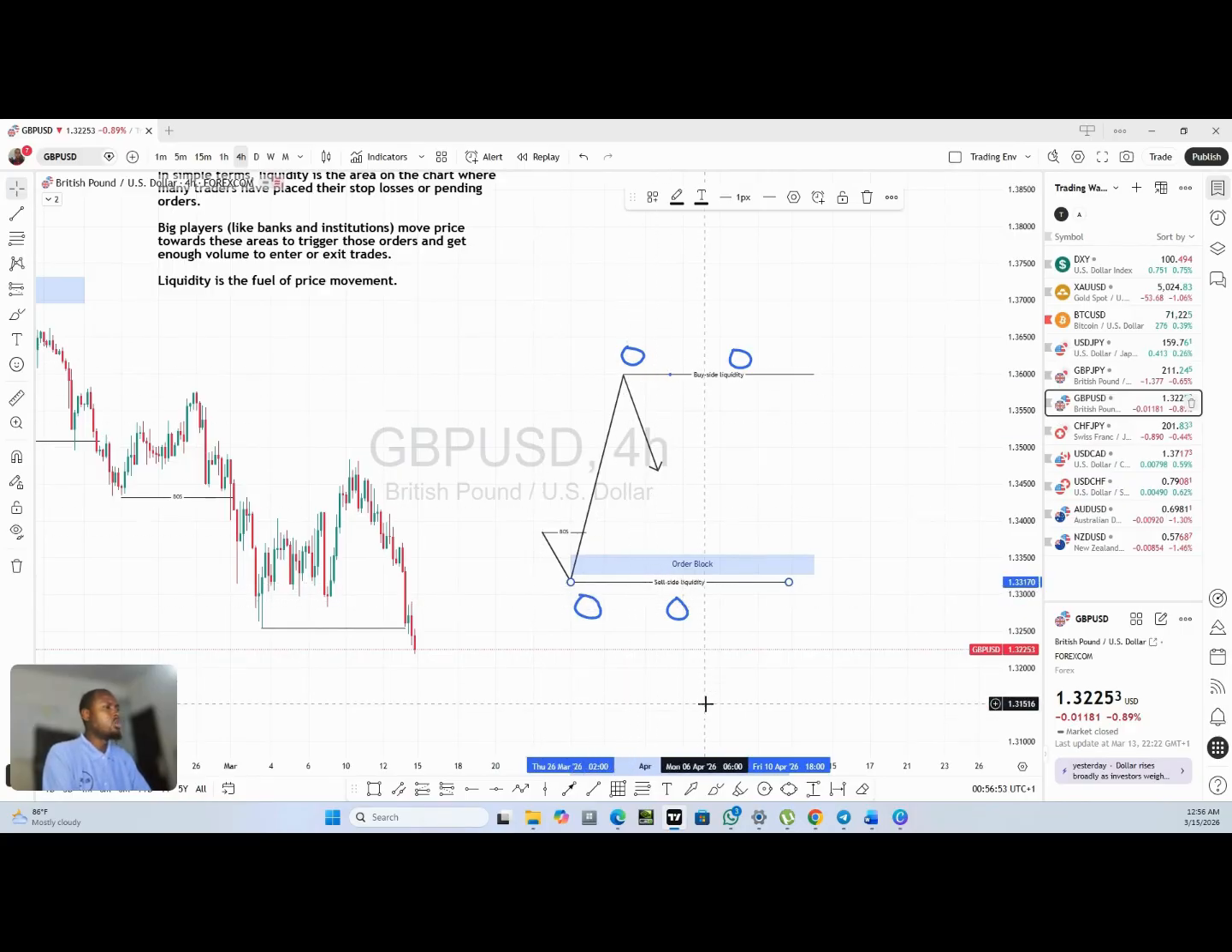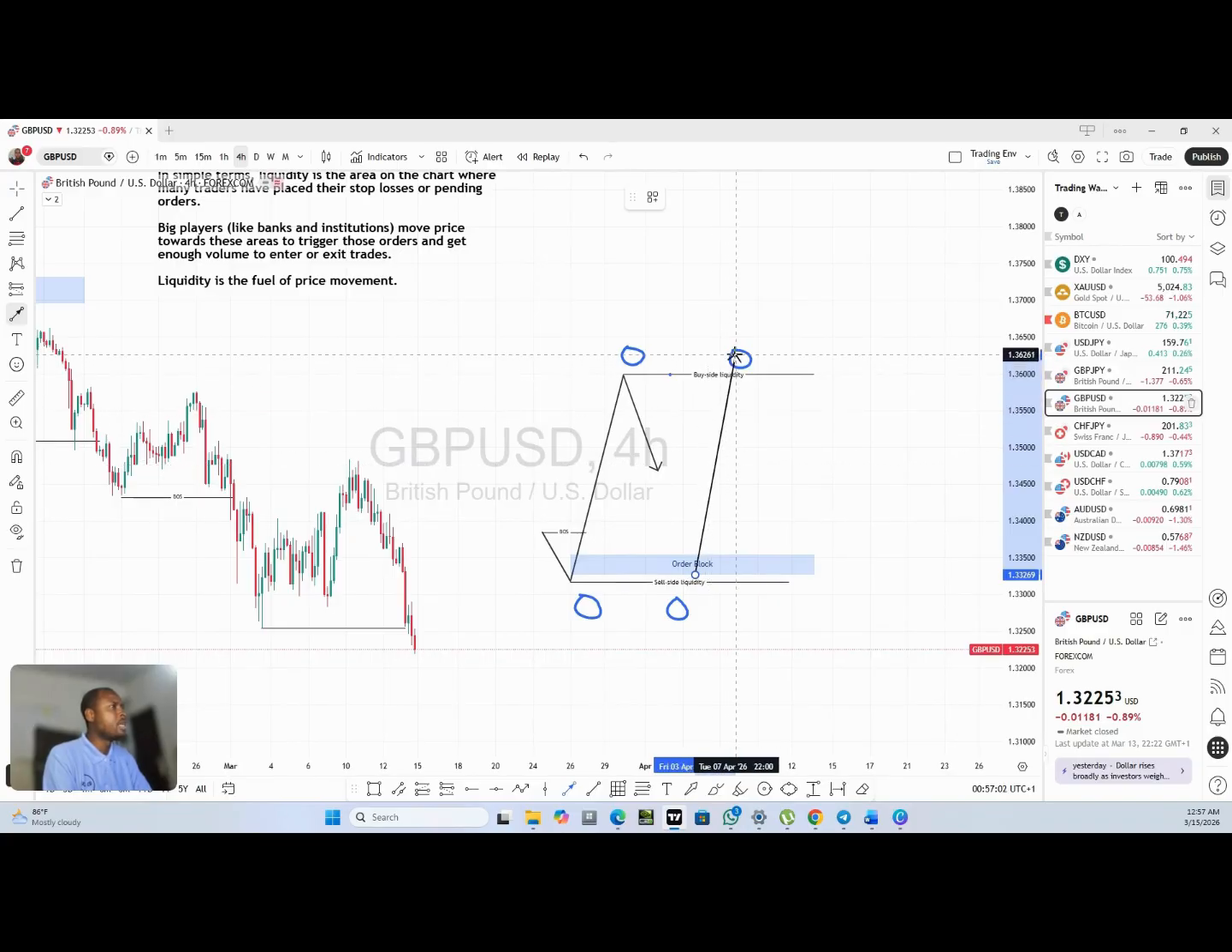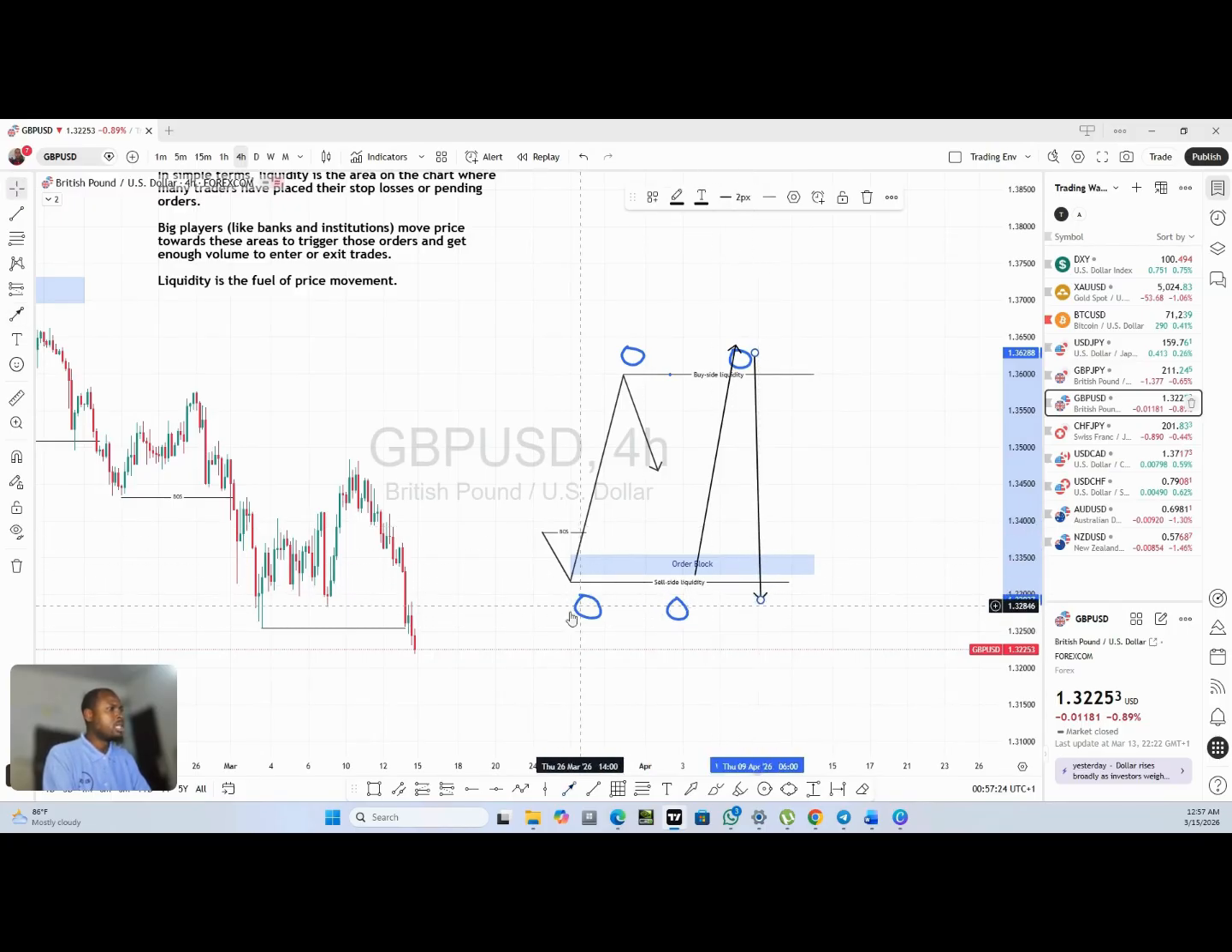The reason why we call this buy side liquidity is because we are expecting the market to be buying till it eats this liquidity, till it grabs it. So it is buyers that will grab this liquidity. After buyers grab this liquidity, then sellers will step in and start selling till they grab this sell side liquidity.